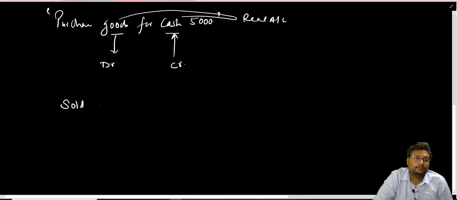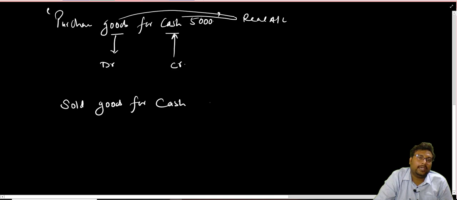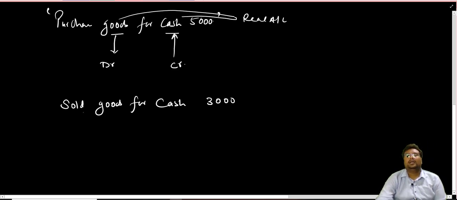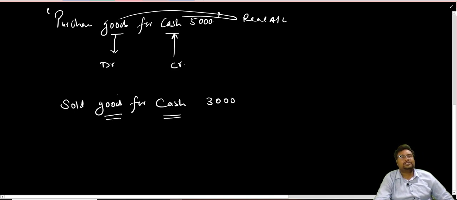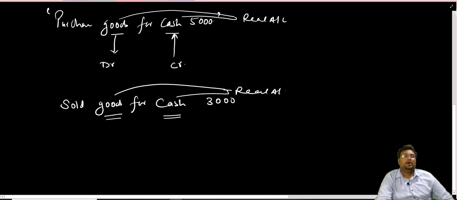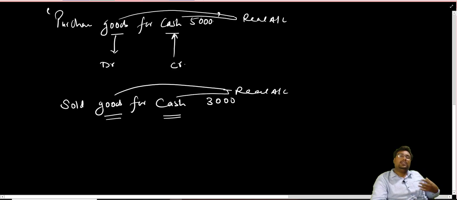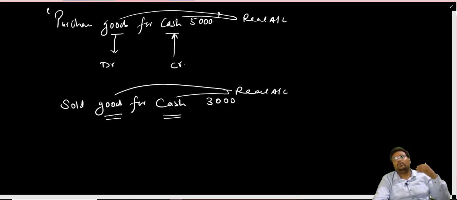Now the second one is: sold goods for cash 3,000. Beta, what thing is going out? Goods is going out, and what thing is coming? Cash. And again both contents are real account. Now implement the rule. Acha, so is it necessary that all the content will be related with one account only? No. All the content can be from different accounts. Maybe one is personal, one is real, and one is nominal. It is not always that all contents are related with one account only.